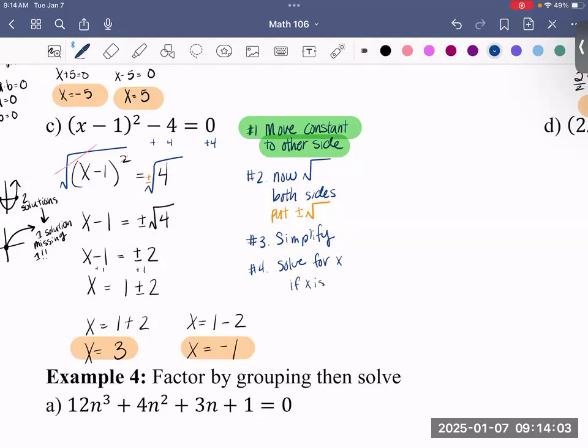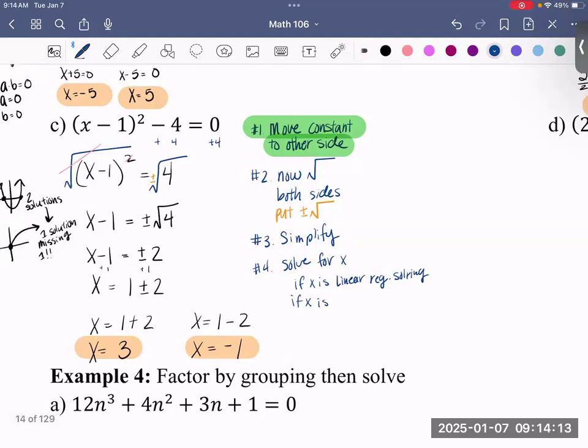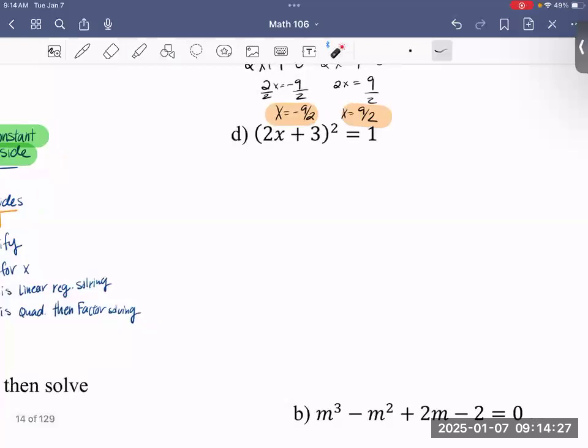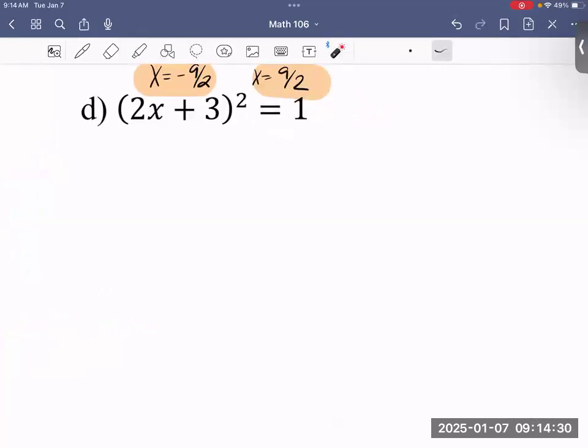If x is linear, then regular solving. If x is quadratic, then factor solving. What I mean by that is if it had a degree of 2, then you would solve the traditional way. But for the most part, I think they're just going to have a degree of 1. Okay. So thankfully, 1 has already been moved over for us. So we can go ahead and square root both sides.